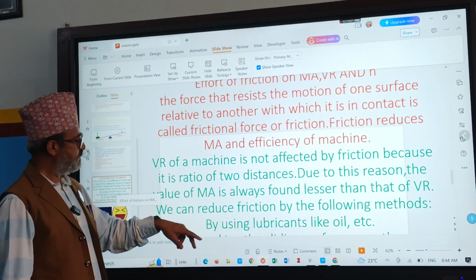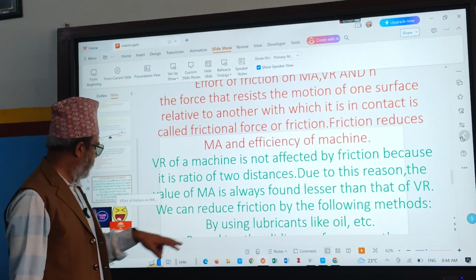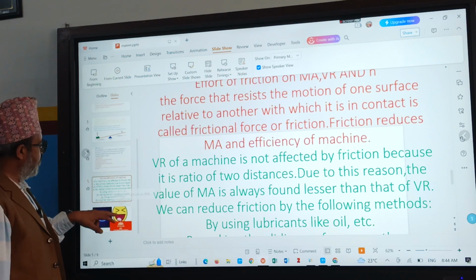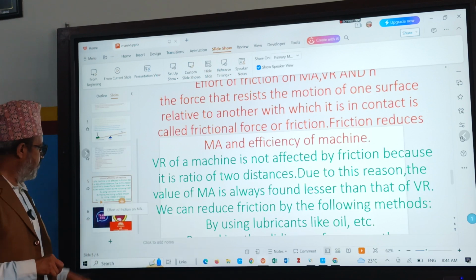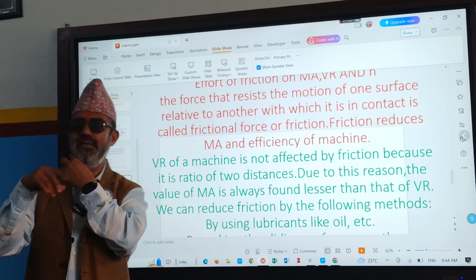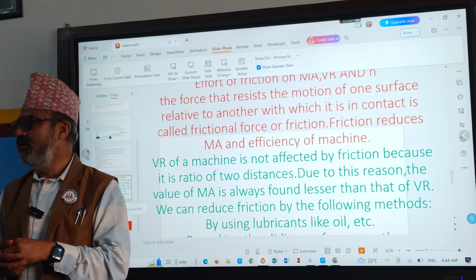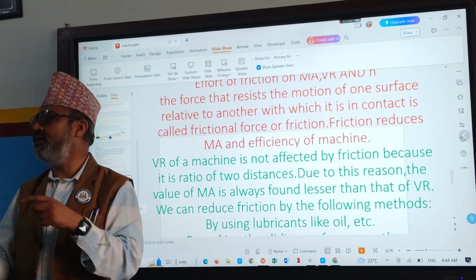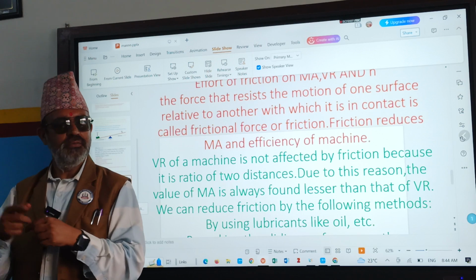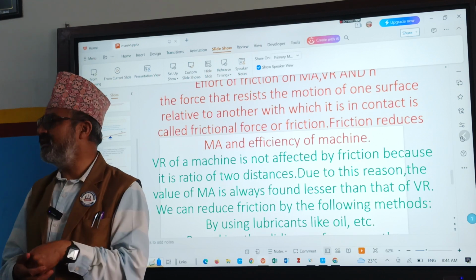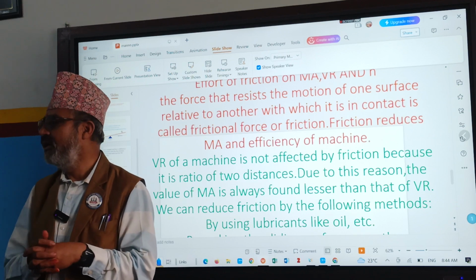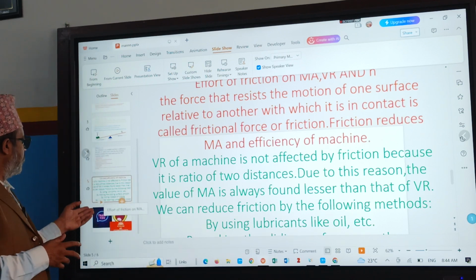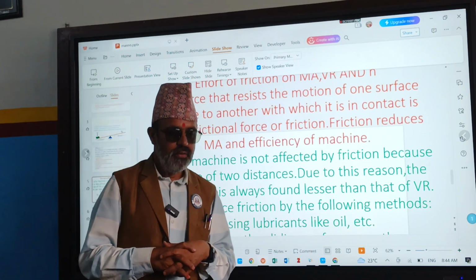Understood or not? There are different ways of decreasing friction. What are they? By using lubricants. Not only by using lubricants. Next one, by using ball bearings. They use small iron balls. And what is the shape of the wheels of vehicles? They are circular, or round, or flat? Round. If they are made flat, can those vehicles move fast? They cannot, because friction will be higher, isn't it? So, by ball bearings, rolling, sliding, using lubricants, we can minimize the friction.